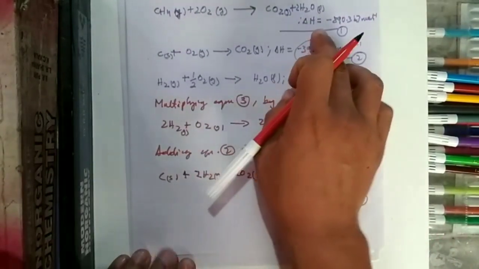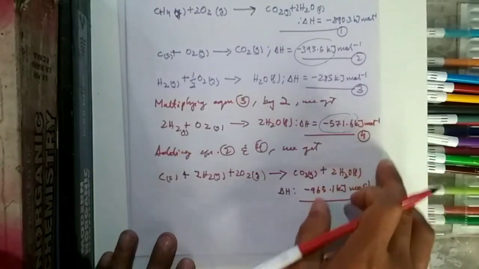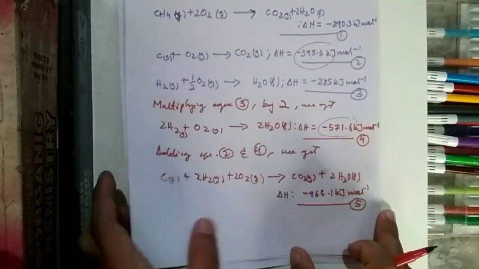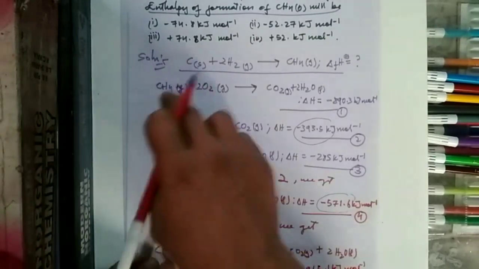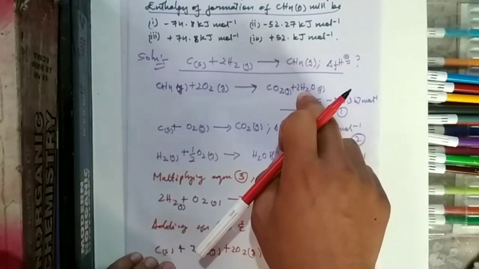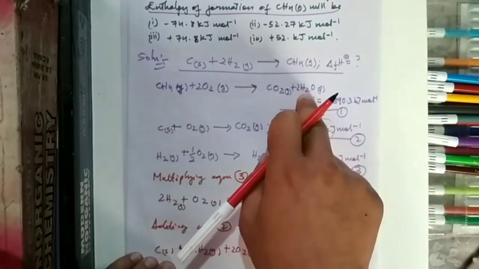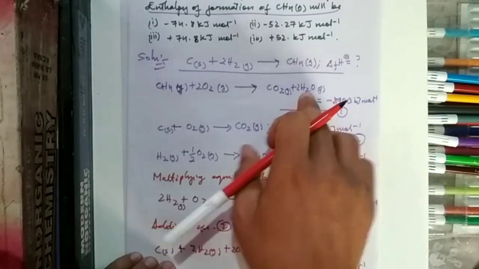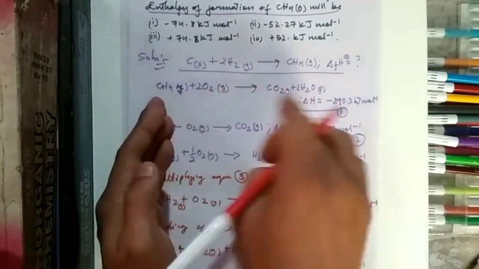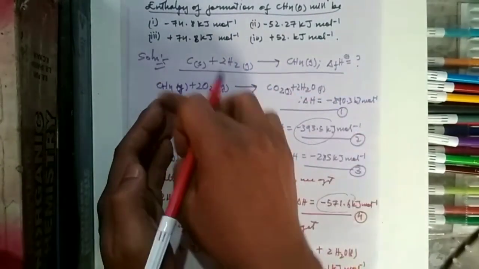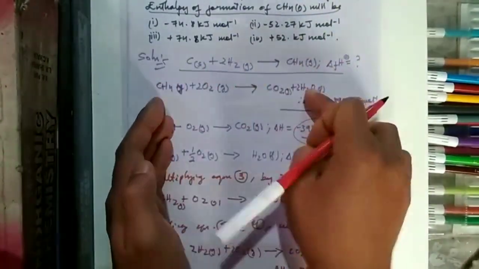Now what we are going to do with equation 1: since CH4 is on the left side, we are going to make it the right side. So we are going to reverse this reaction, and bring this CH4 here.